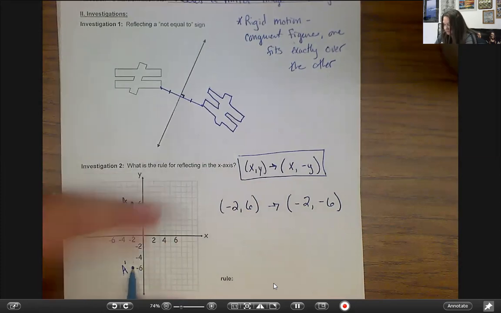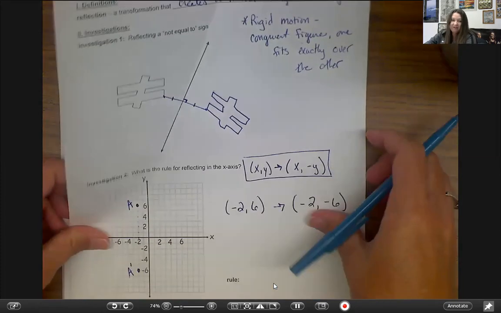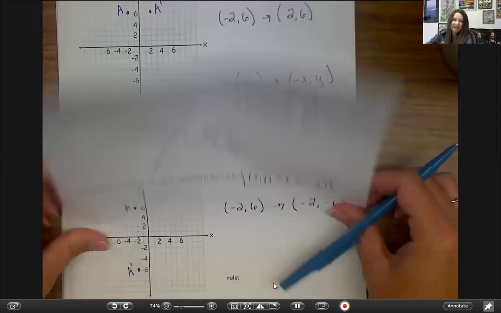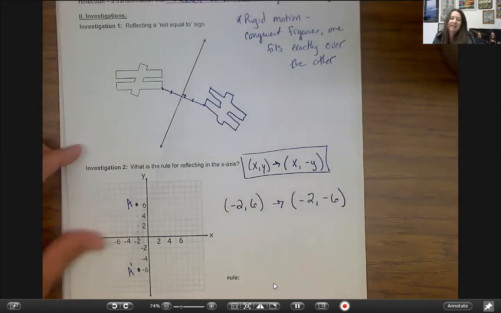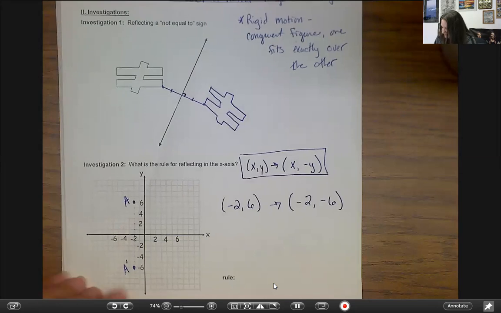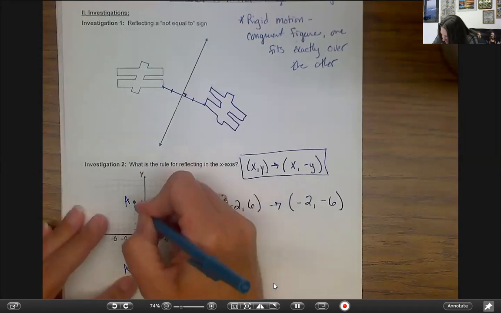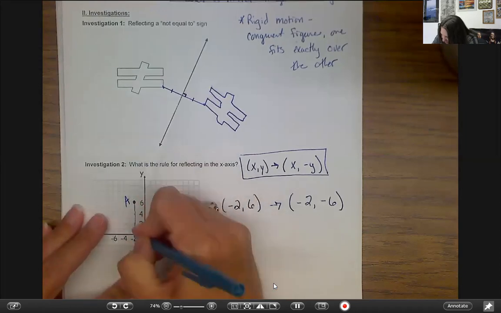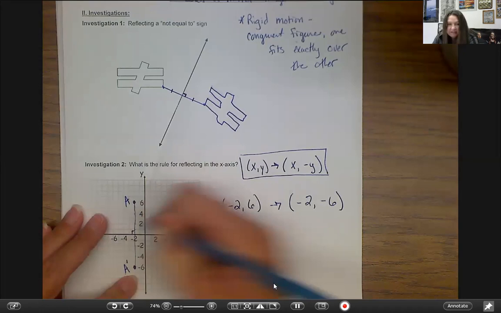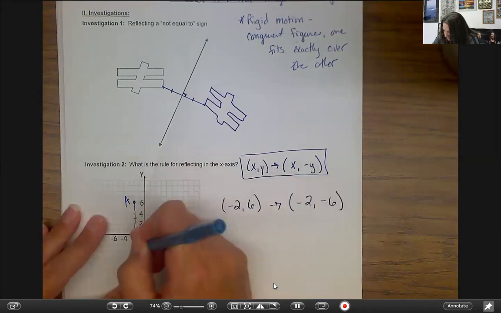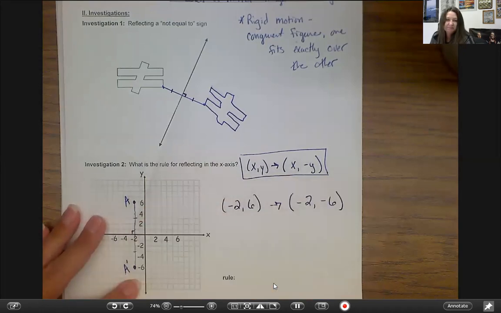So it would flip. If I were to take it and fold it over that line, it would just flip over the x-axis. So this would end up at -2, -6. And you can see if I were to connect that, those do connect at a right angle and those distances stay the same.